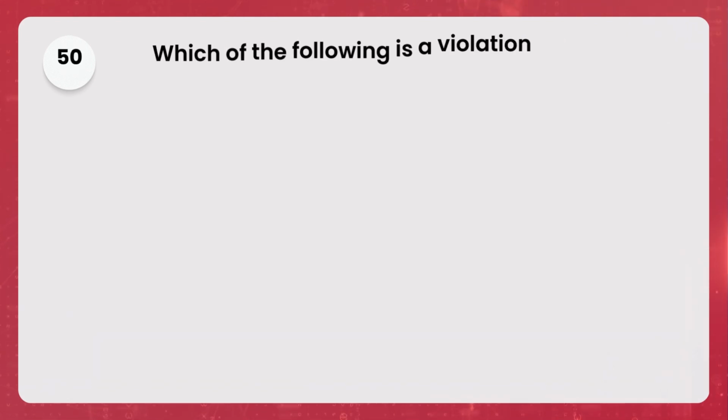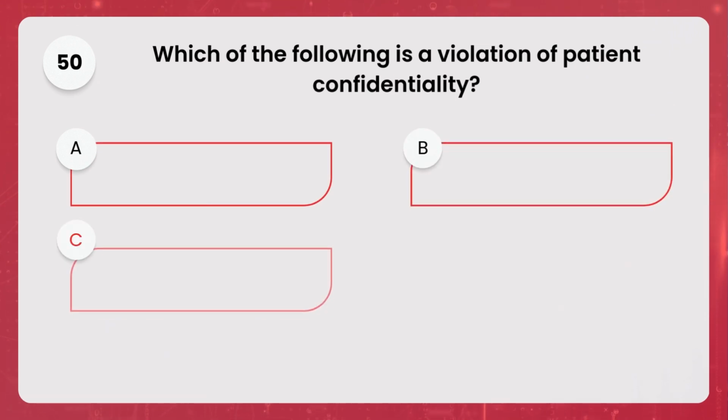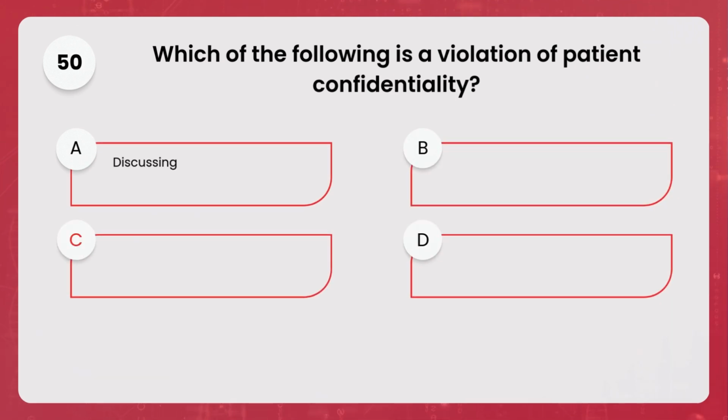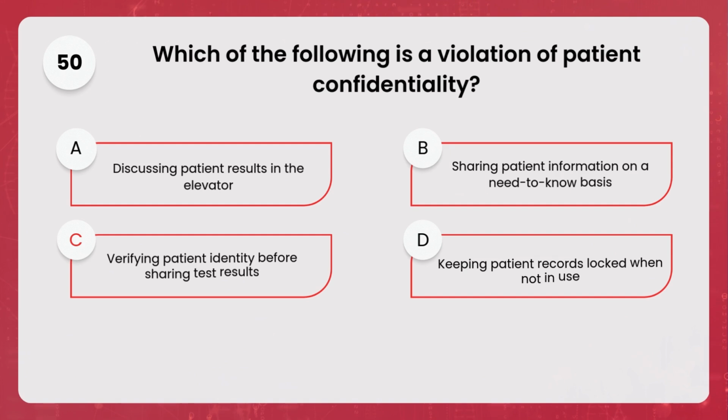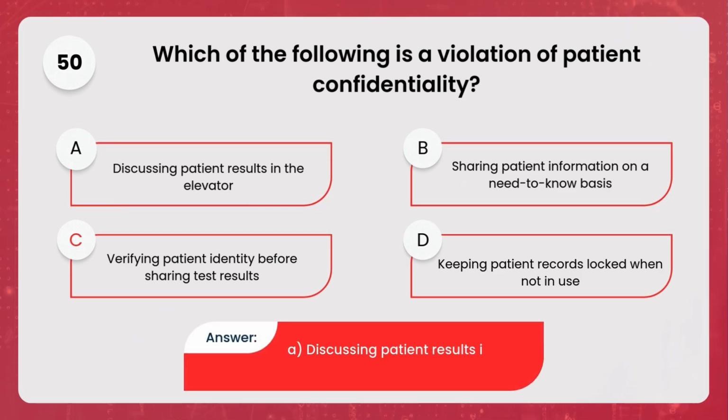Number 50. Which of the following is a violation of patient confidentiality? A. Discussing patient results in the elevator. B. Sharing patient information on a need-to-know basis. C. Verifying the patient identity before sharing test results. D. Keeping patient records locked when not in use. The answer is A. Discussing a patient's results in the elevator.